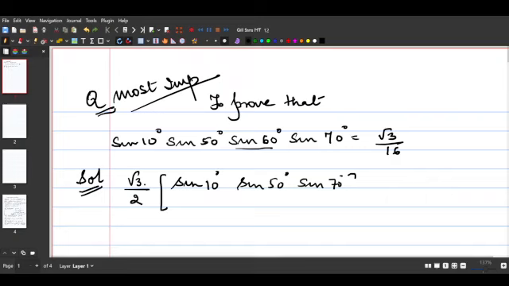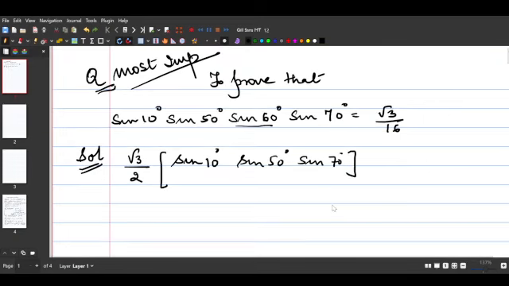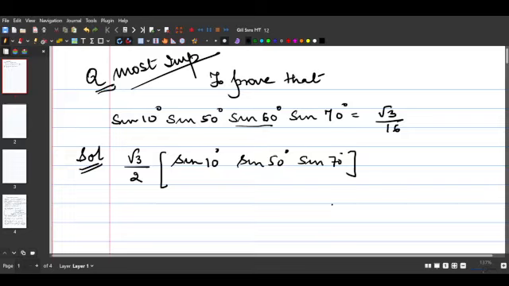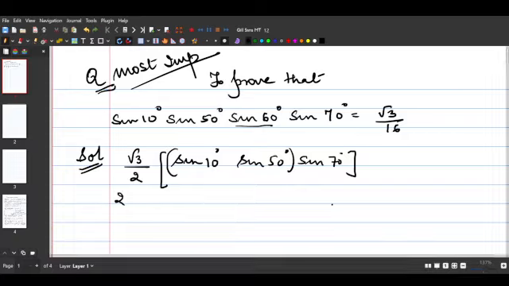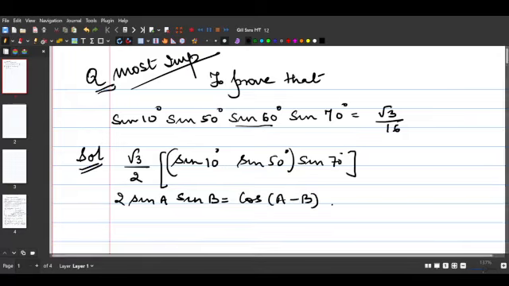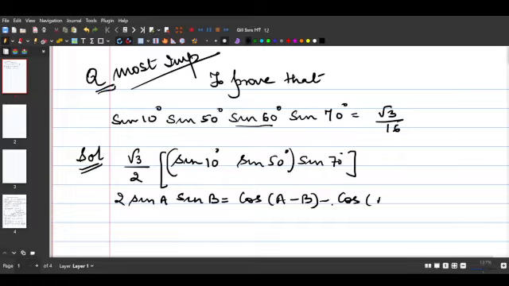Now, out of these three, we have to club any two, and there is no hard and fast rule. We can take any two. Suppose you take the first and second term together. Now we have various formulas. Which formula has to be applied over here? I'm writing it for you. The 2 sine A sine B formula is applicable here, and that is cos of A minus B minus cos of A plus B.